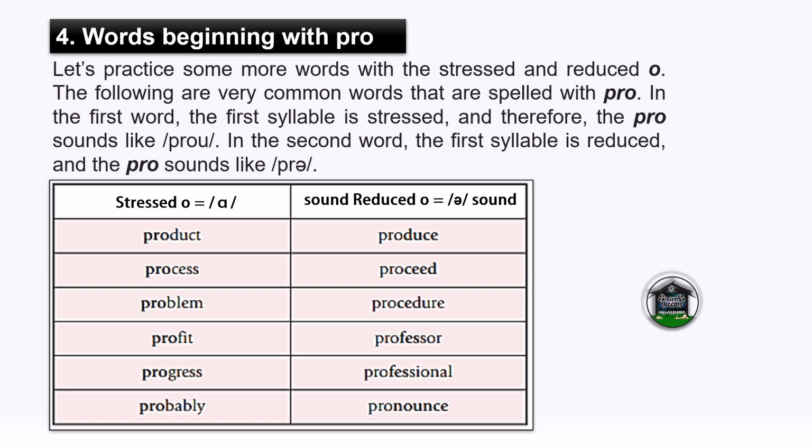Words beginning with P-R-O. Let's practice some more words with the stressed and reduced O. The following are very common words that are spelled with P-R-O. In the first word, the first syllable is stressed, and therefore the P-R-O sounds like pro. And in the second word, the first syllable is reduced, and the P-R-O sounds like pruh.